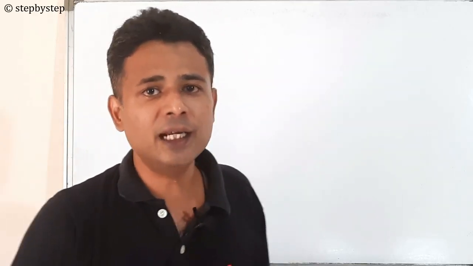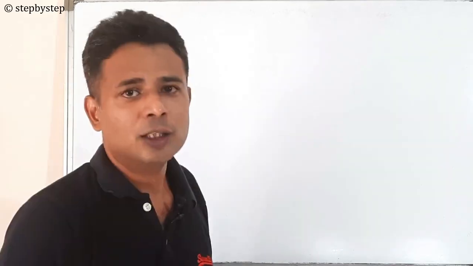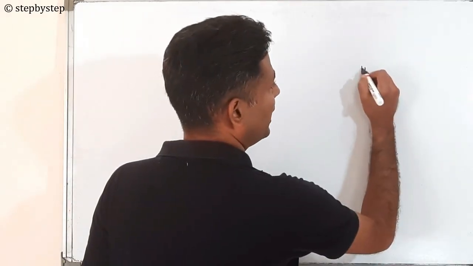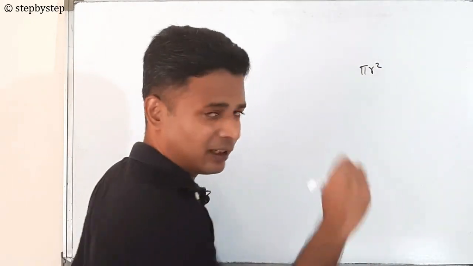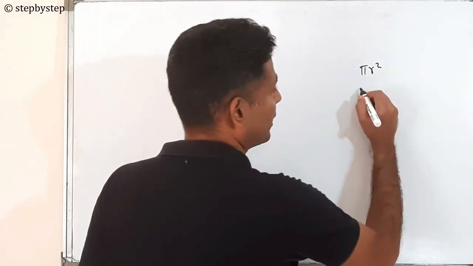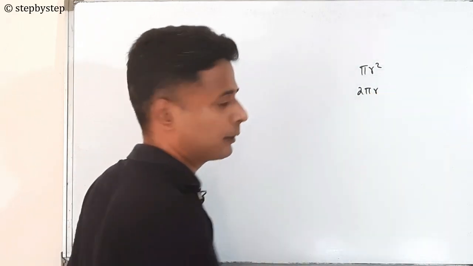Now the first part in the chapter is related to area and perimeter. So what is the area of a circle? If you remember, the area of a circle is pi r square. What is the circumference of a circle? The circumference of a circle is nothing but its perimeter, that is 2 pi r.